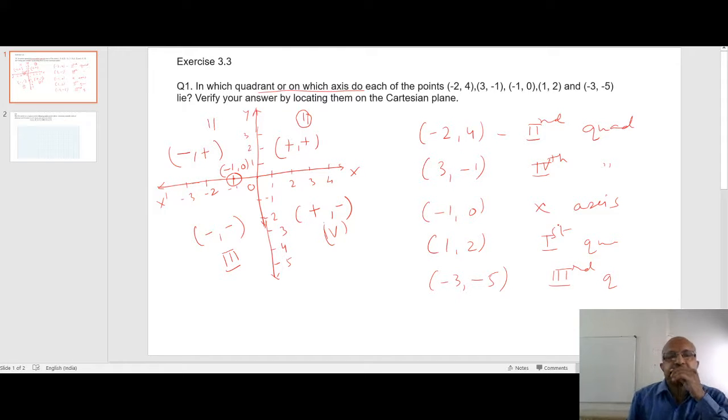So I hope this is clear. You have to verify by locating them on the Cartesian plane. So what you will do, you will make a small graph and paste it in your notebook and then write this answer. I hope it is clear. Again children, remember that, for example here, the y coordinate is 0 and x is -1. So that means it lies on the x-axis. For example, if the x coordinate is 0 and the y coordinate is something, in that case this point lies on the y-axis. Okay, remember this children.